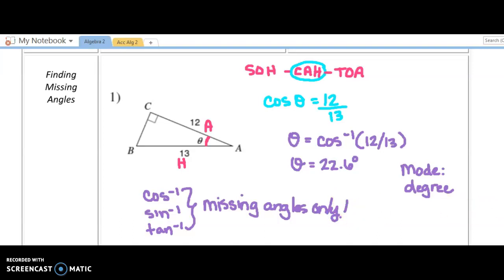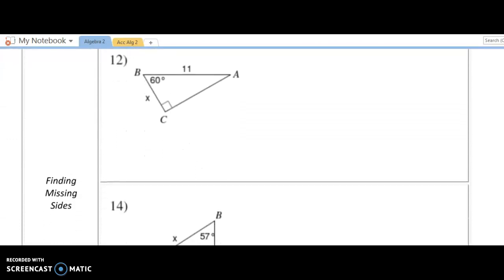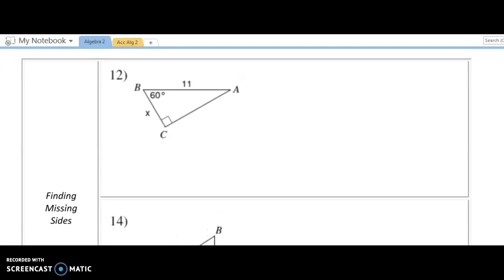All right, so now let's talk about how you find a missing side. So missing sides, again, the angle that we know is 60 degrees. So this is going to be our theta. Okay, so what sides do we know? Well, we know the side across from the right angle, so we're going to call this our hypotenuse. And the one side we want, the x, is next to the 60. So next to is going to be our adjacent. So it looks like we're going to end up with another cosine problem because we have our hypotenuse and we want our adjacent. So we're going to do cosine.